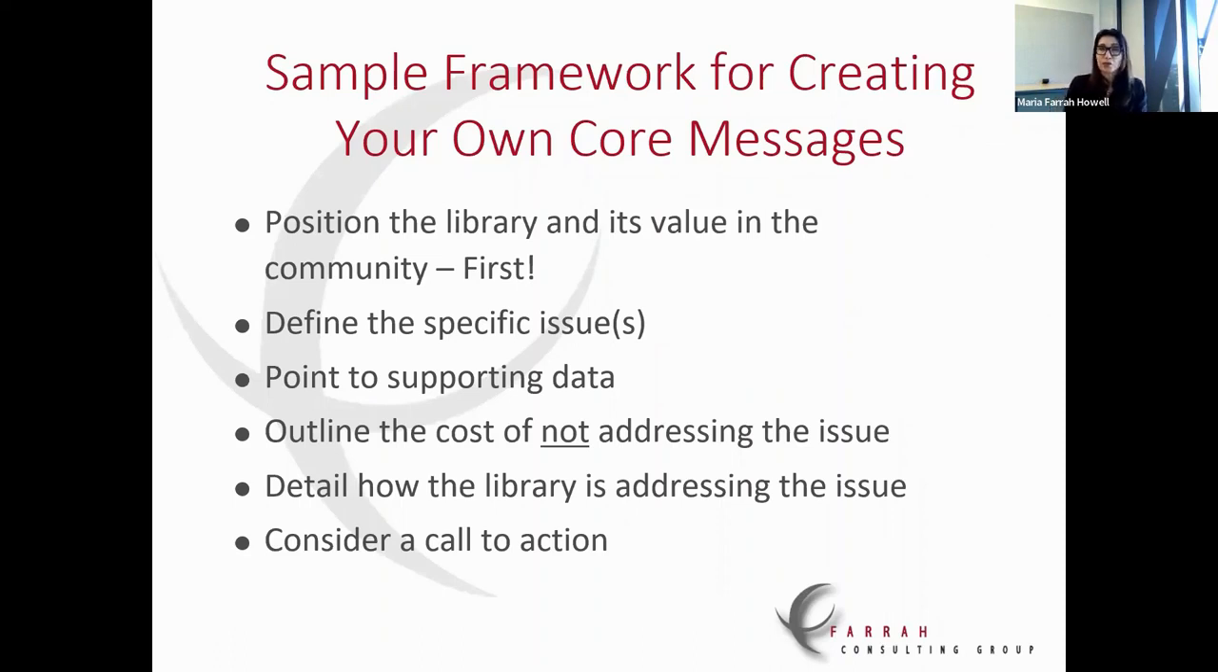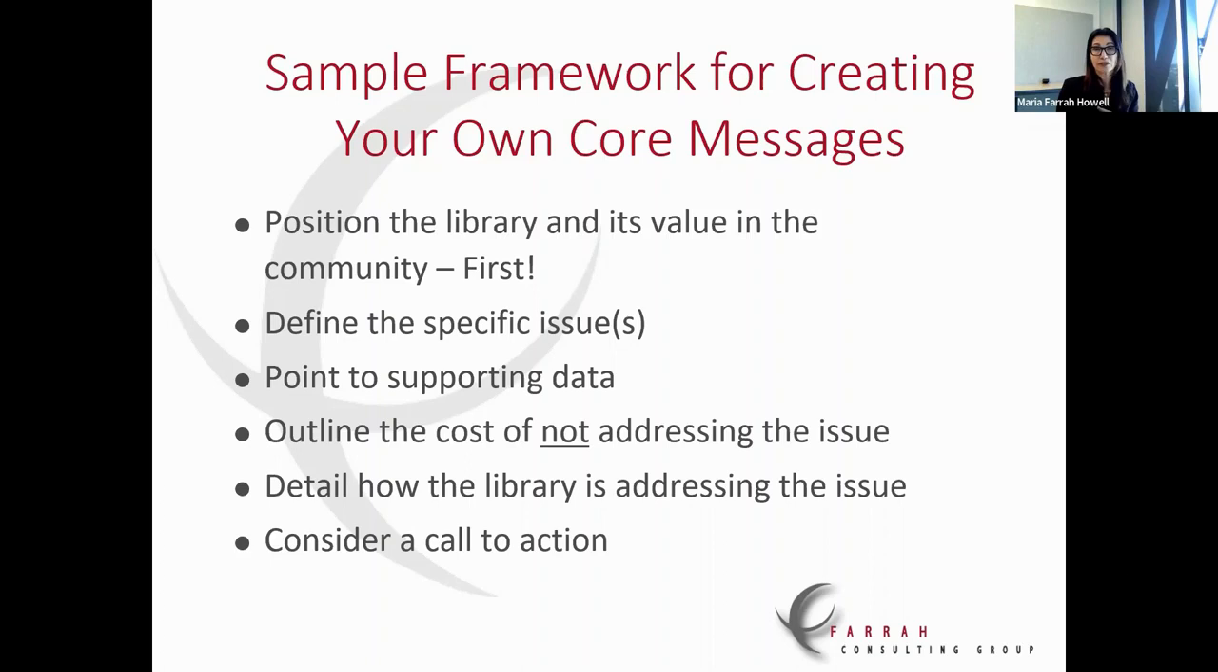So the first message you always want to have is to position your library and its value. That's always first. In a little bit, we're going to throw into the chat some good examples of spokespeople, and you'll see they lead with their organization and what it's doing for the community. That's the beginning of the engagement, whether it's an interview or a public meeting. Next, define the specific issue. What are we talking about today? Are we talking about intellectual freedom? Are we talking about a parent's or caregiver's right to determine what materials their child is exposed to? Be very specific.